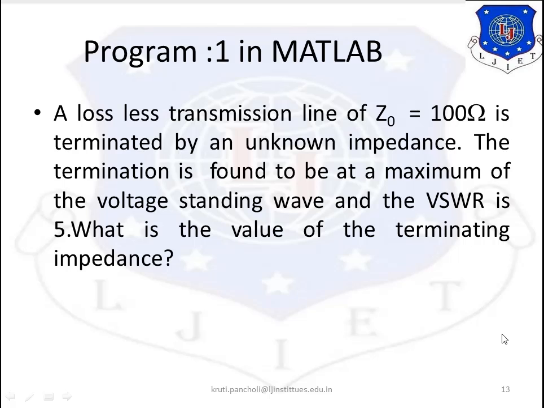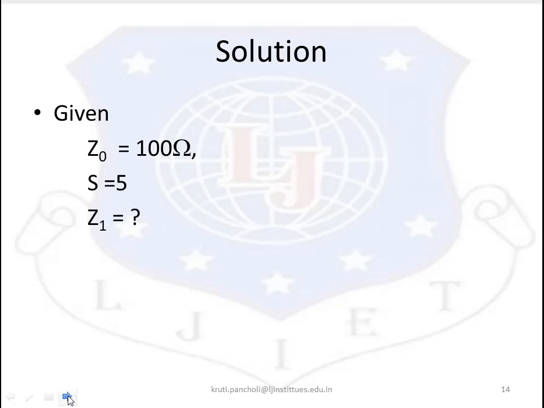A lossless transmission line of Z0, the characteristic impedance, equal to 100 ohm, is terminated by an unknown impedance. The termination is found to be at a maximum of voltage standing wave ratio, and the VSWR is 5. What is the value of the terminating impedance? The solution: here Z0 is given, the SWR is denoted by S, and we need to calculate ZL or Z1.